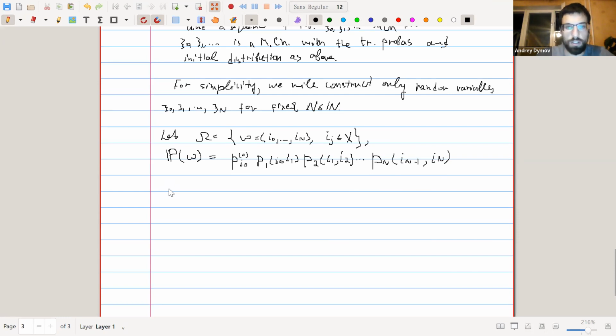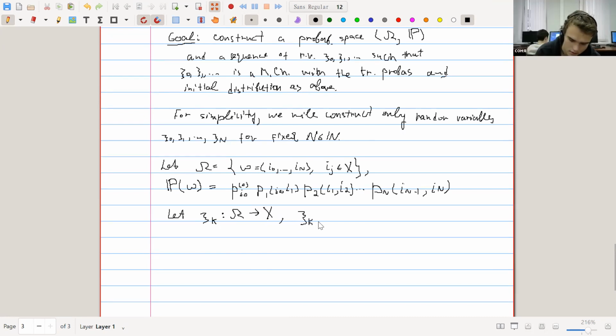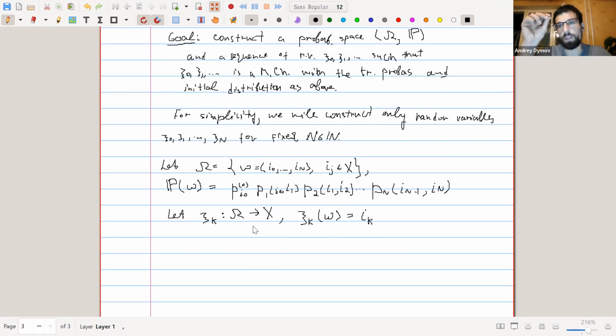So do you have any suggestions? It remains actually to define my random variables, right? Do you have any suggestions how to define these random variables? Who will be xi k? This should be a function from omega to X. Coordinates. Yeah, it should be just I k, the k's coordinate of omega. So xi k is my position at the moment of time k, and if for the elementary event I choose just my path, then xi k should be the coordinate at the moment of time k.